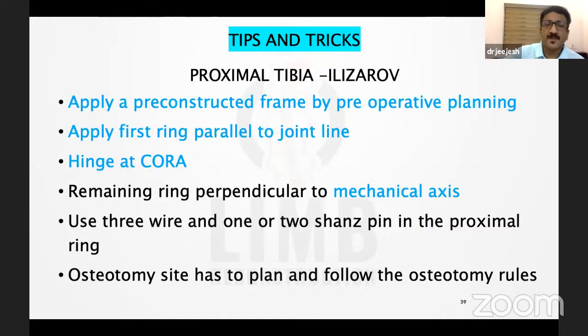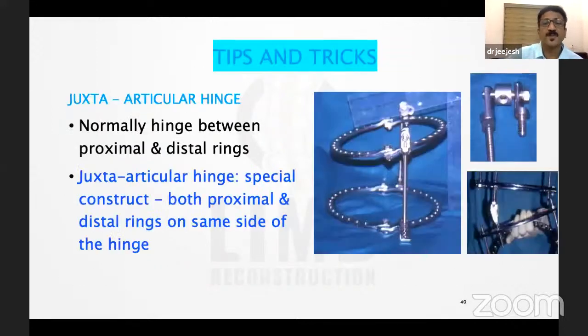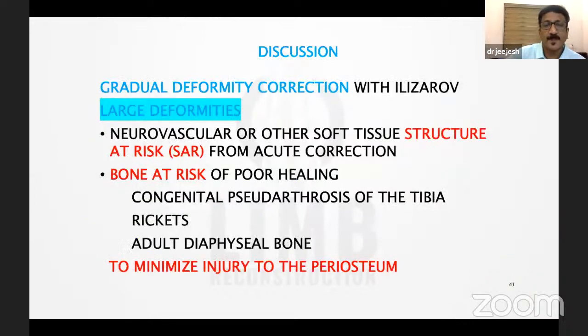Some tips which I follow here: applying the pre-constructed frame by pre-operative planning is important. First the ring parallel, then you hinge at the CORA, and the remaining rings perpendicular to the mechanical axis. Proximally, I use 3 wires and 1 shank pin. For the osteotomy, you have to find out which site and follow the osteotomy rules. If the CORA is at the joint or near the joint, you can use extra-articular hinges, which you can make like this, and that you can also apply.